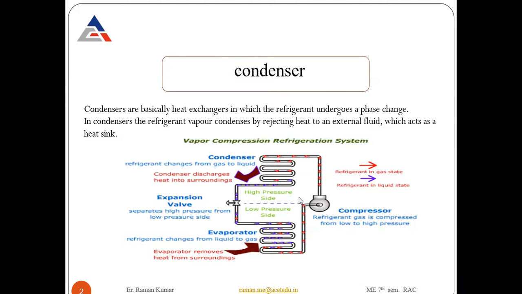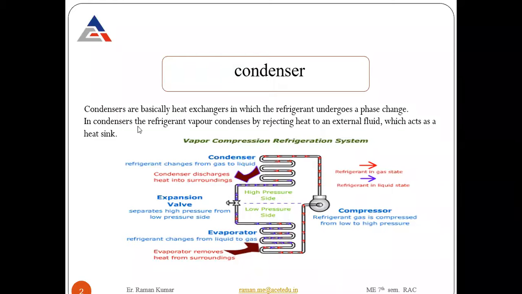Everybody knows the function of the evaporator. The evaporator absorbs energy, and the liquid refrigerant is converted into vapor while absorbing the latent heat from the refrigerating space. When it absorbs energy from the space, its temperature increases. Then the liquid refrigerant is finally converted into vapor, and that low pressure vapor is again supplied to the compressor. So this is all about the condenser.